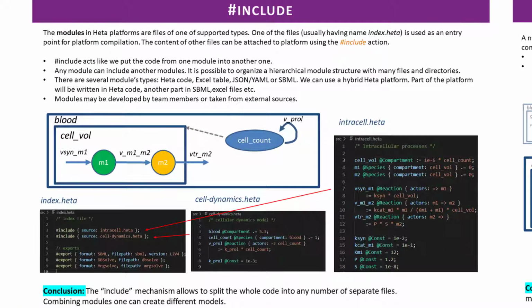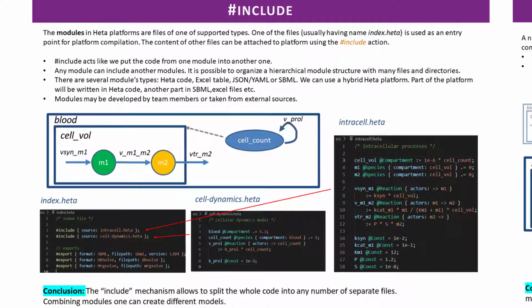First of all, the Heta platform can be split into several files. Furthermore, each of the files can be written in different formats: as human-readable code, table, YAML, or even SBML file. To unite all the files in one modeling platform, a user can apply the include action.